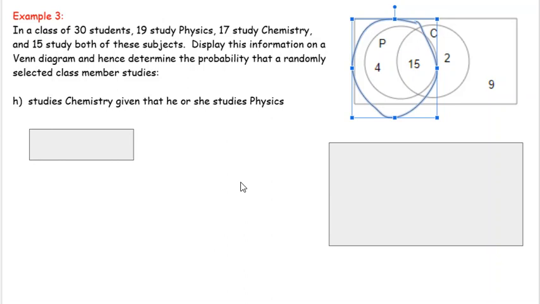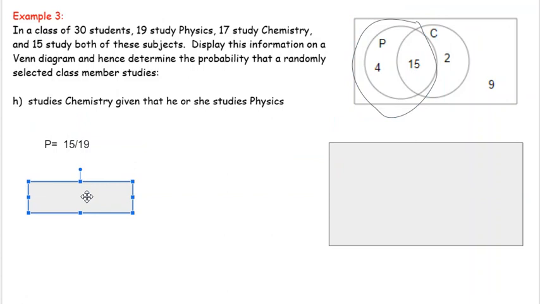I think it's 15 out of... Does anybody else get 15 out of 19? Okay, a few people do, good. All right, so given that he or she studies physics, there are 19 that study physics, and out of that, 15 of them study chemistry, so I think that should be right. There you go.